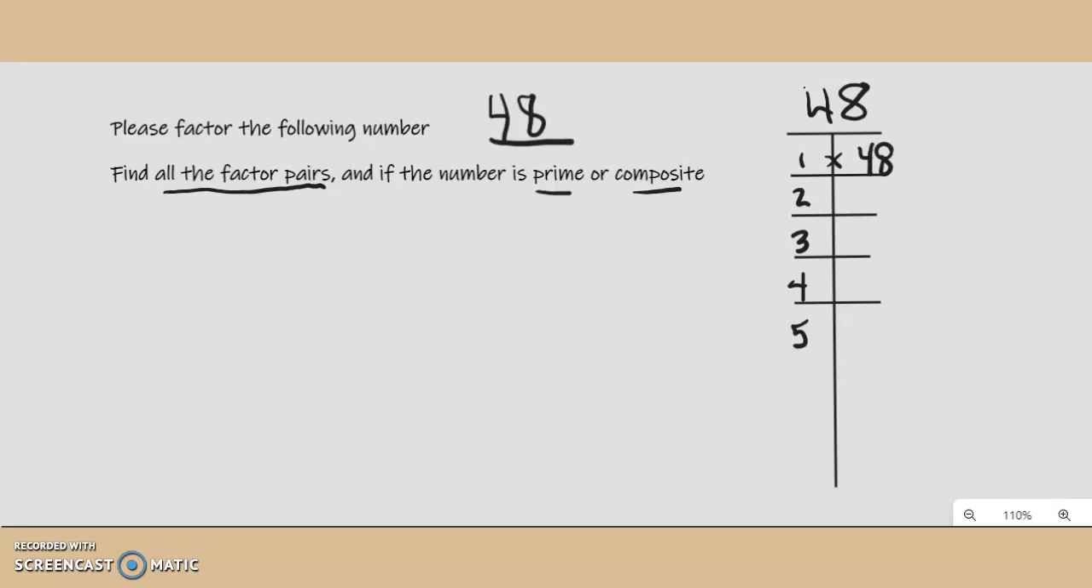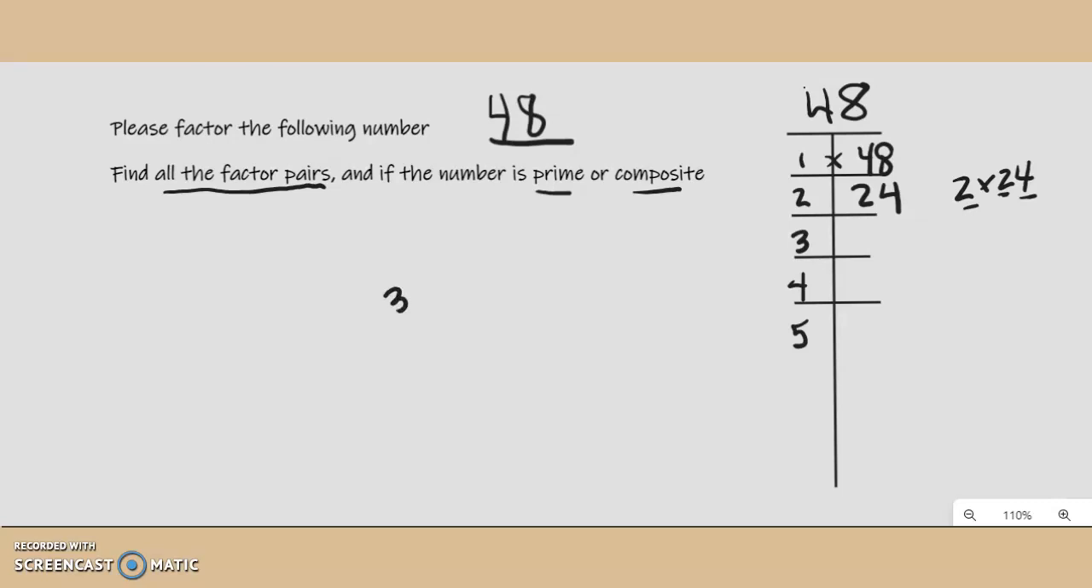Well, I know that 2 times 2 equals 4, and 2 times 4 equals 8, so I know that 24 will be there. See, you have to know your basic multiplication to be able to find these. And then, does 3 work? Well, you have to decide. 3 times what equals 48?